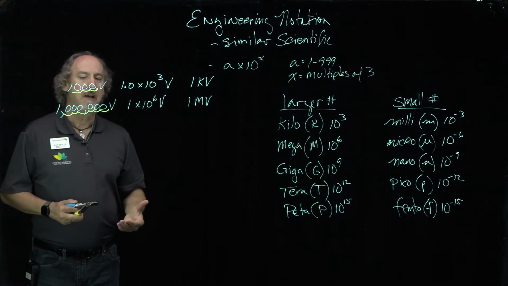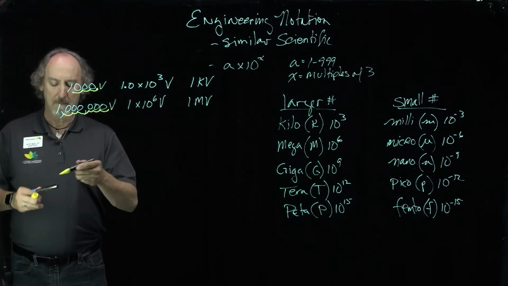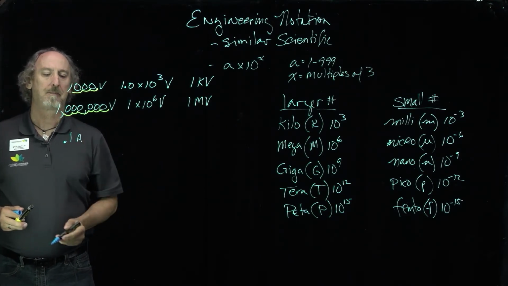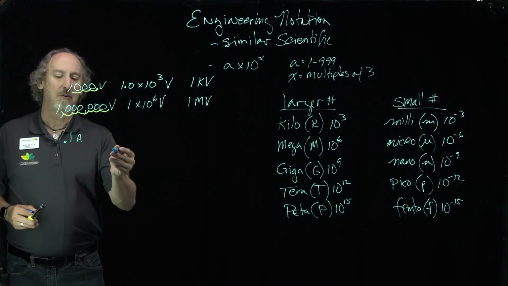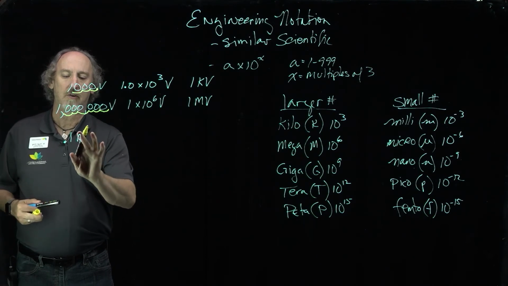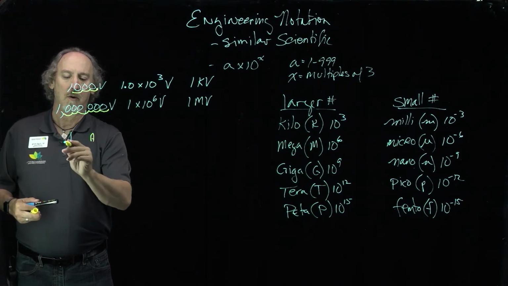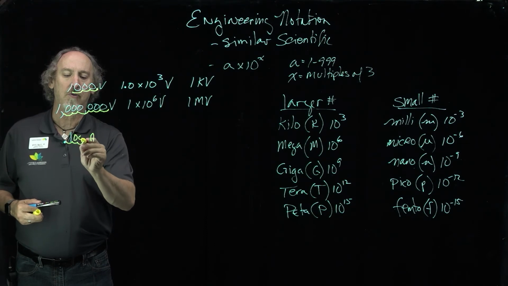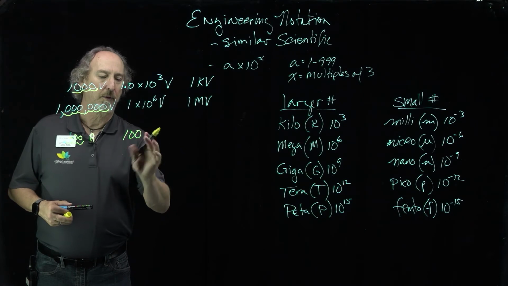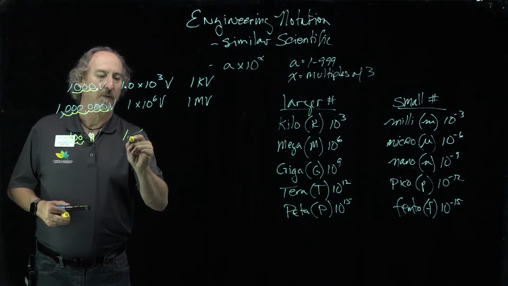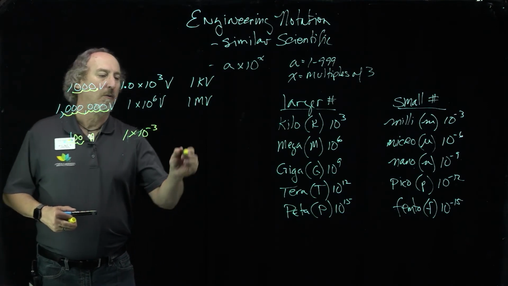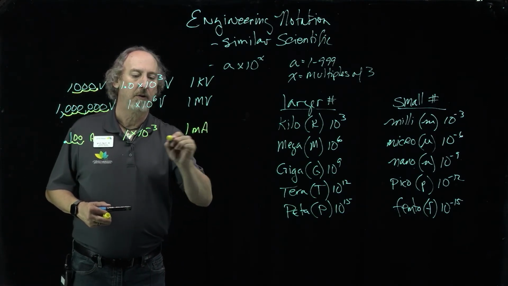So we can do the same thing, go in the opposite direction, with small numbers. We have 0.1 amps. We've got to move the decimal place now to the right. So let's move this over just a little bit. 1, 2, 3, so I'd have to put 2 zeros there. So that gives me 100, do the decimal first. 1 times 10 to the negative 3, which would be 1 milliamp. And this would be amps.